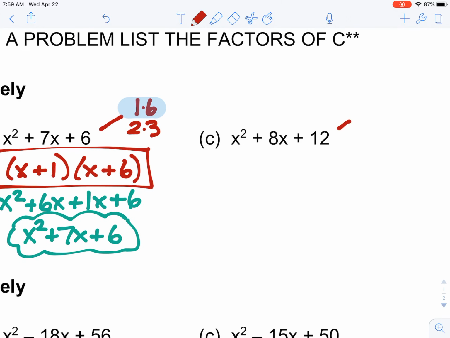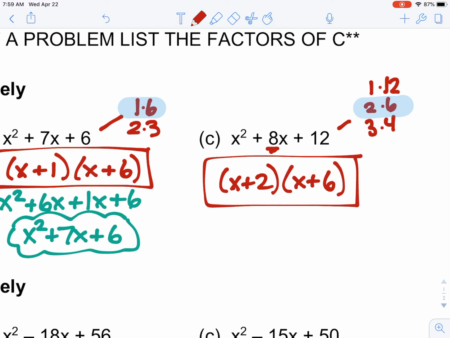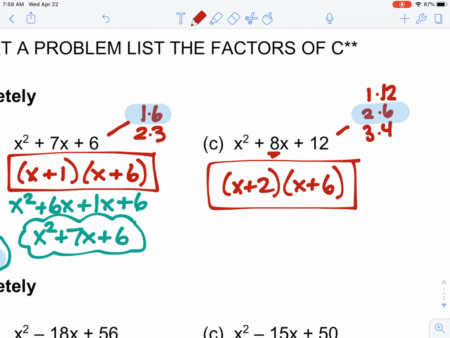Next example, we have 12. So we have 1 and 12, 2 and 6, 3 and 4 as my factors. And I'm looking for the factors that add to equal 8. So 2 and 6. So I have x plus 2 times x plus 6 as the factors of that equation.